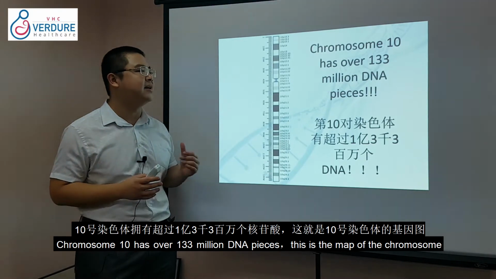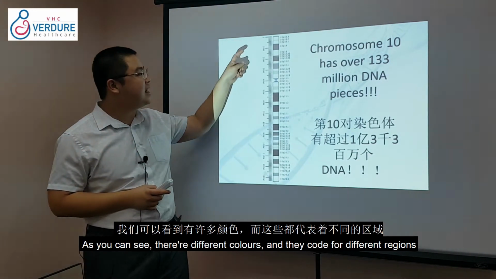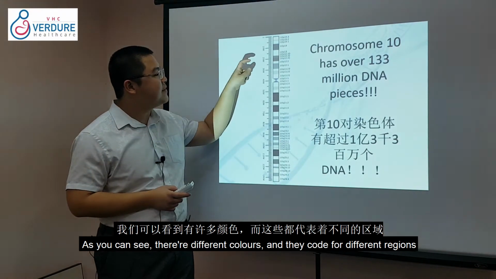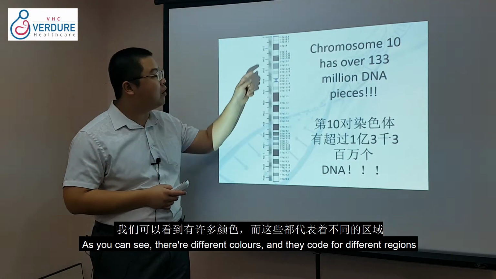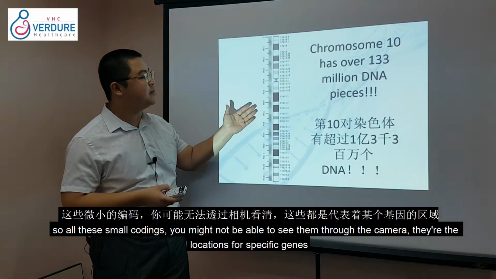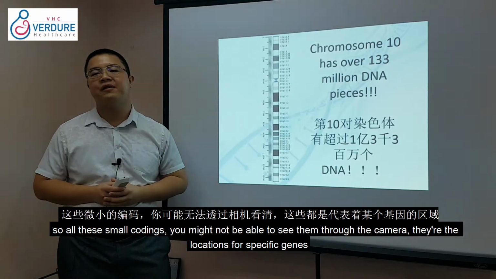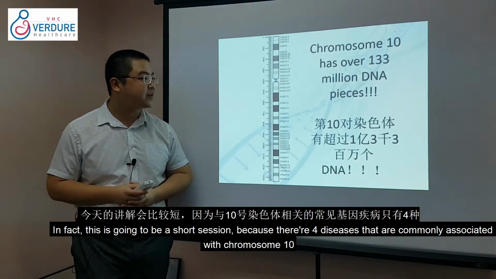Chromosome 10 actually has around 133 million DNA pieces, and this is the map of it. As you can see, there are different colors and they code the different regions. All of these very small codings, you might not even be able to see them through the camera. They are the location of specific genes.